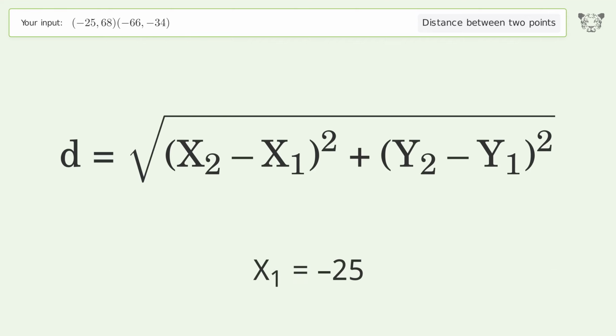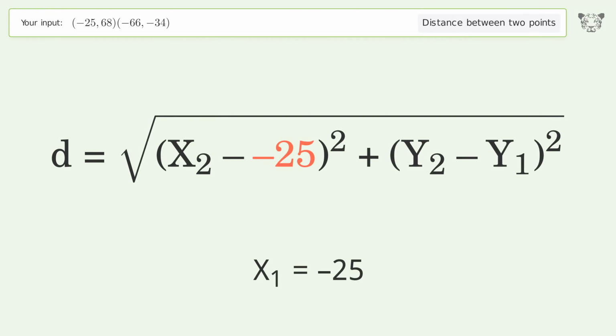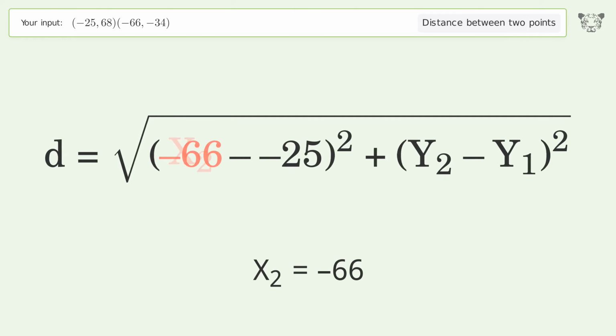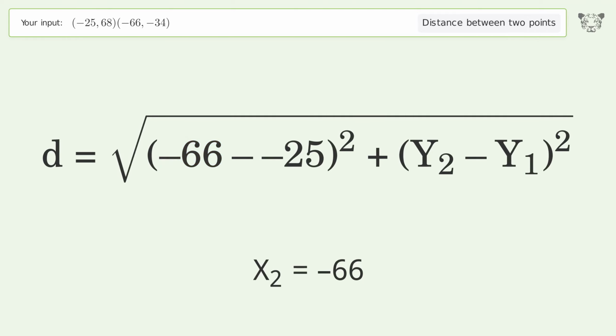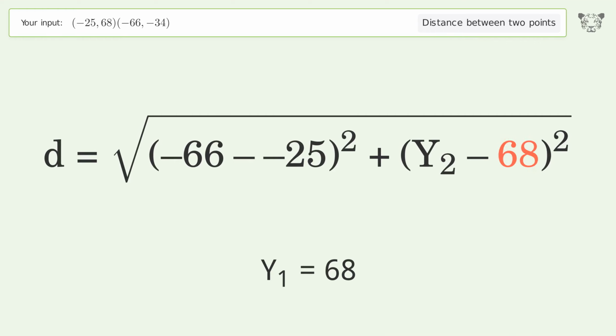x1 equals -25. x2 equals -66. y1 equals 68. y2 equals -34.